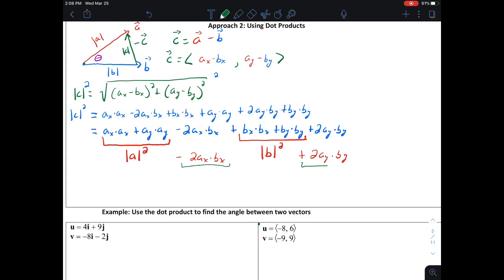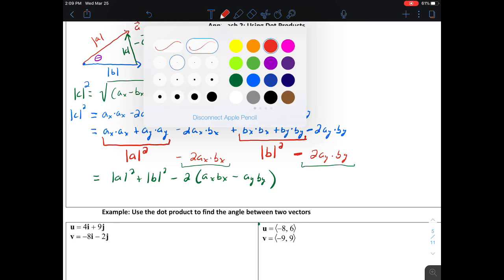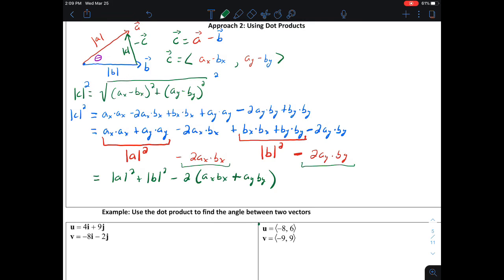Now, with these two terms here, if I group them together and pull out a negative 2, we would have magnitude of A squared plus the magnitude of B squared minus 2 times AX BX minus, or actually, minus AY BY. Now I have an error in here. It's right up here at the very beginning. The 2AY has to be a subtraction. So I gotta have minus, minus. That's gonna change this to a minus, sorry, and make this a plus.